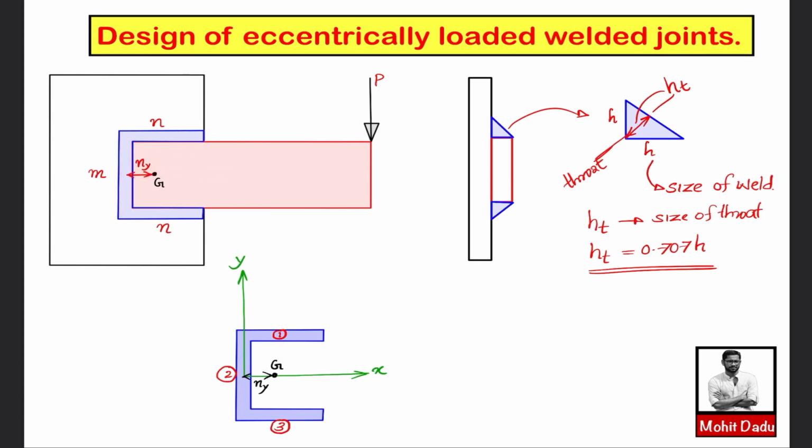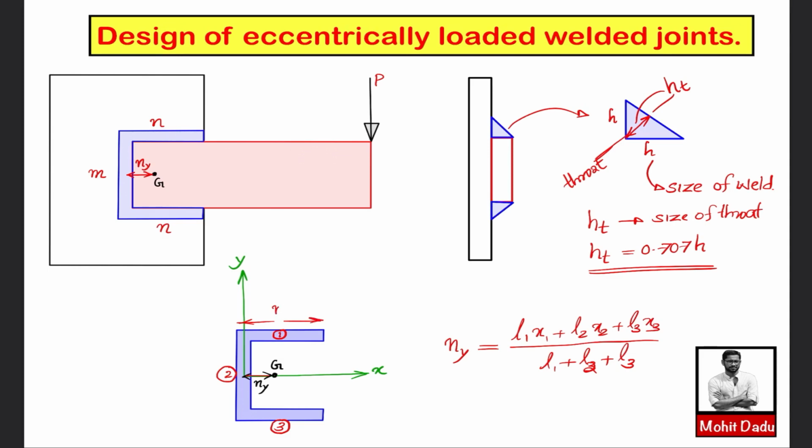Here you will have to evaluate the CG position from this axis, which is known as ny. In the data book the equation is given, but there is a mistake in the data book, so I will show how to obtain this ny value. Here weld sections are assumed as lines, and you have to evaluate this distance ny. Since it is assumed as lines, this ny you can evaluate as L1x1 plus L2x2 plus L3x3 divided by L1 plus L2 plus L3, since we have three weld lines.